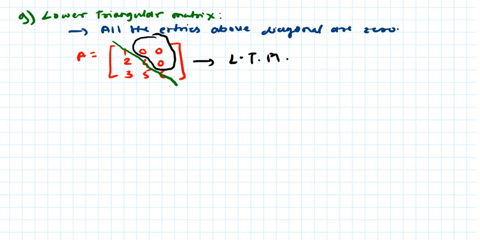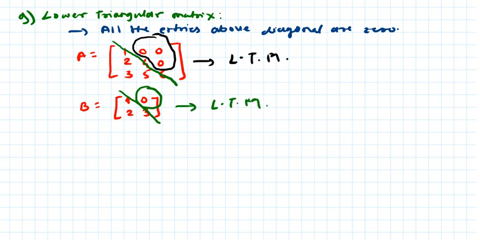It should be clear from this. The matrix B, suppose I take this as 1 2 0 3. Again the diagonal in this case is 1 and 3 and all the entries above the diagonal are 0. So this will be a lower triangular matrix. Now the next type of matrix is called triangular matrix.